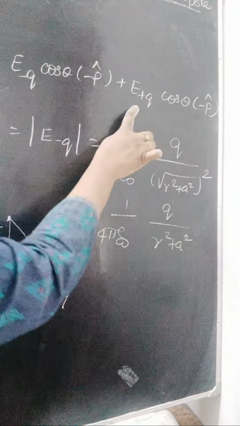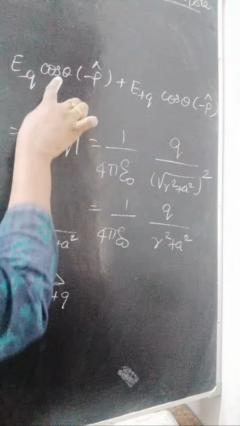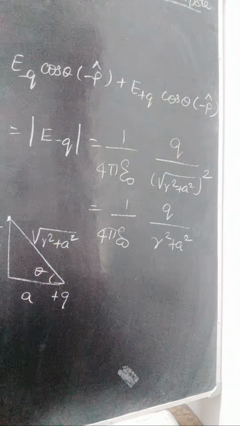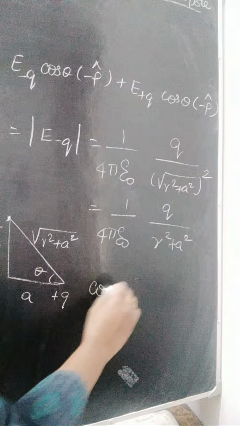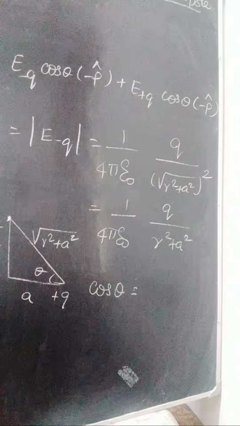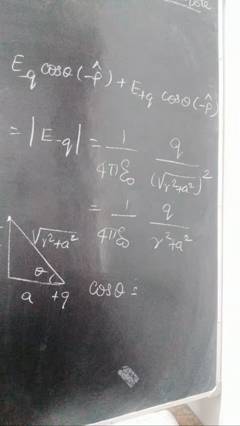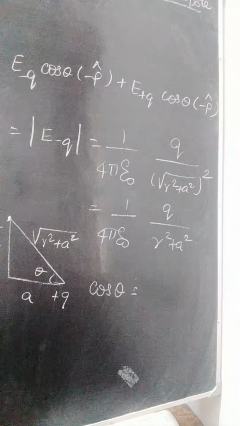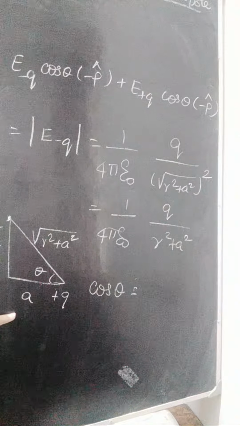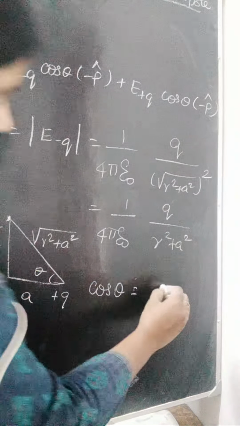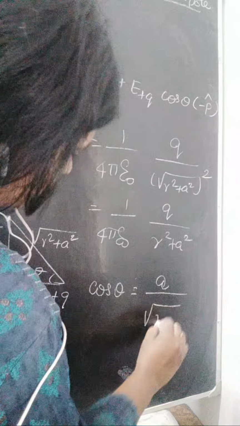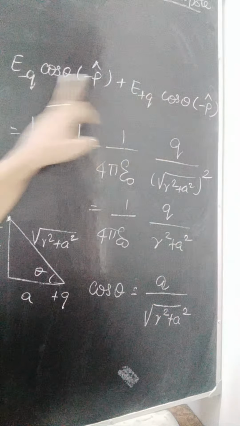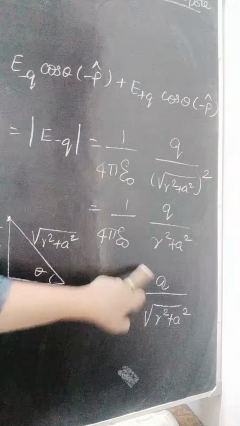Okay. E plus q and E minus q, both the magnitudes are the same, and I don't know the cos theta. This is the angle theta, right? What is cos theta from the triangle? Cos theta will be base by hypotenuse, adjacent by hypotenuse, a by root of r square plus a square. Yes? So now we know all the terms. E plus q and E minus q are both the same, and the cos theta value remains the same.